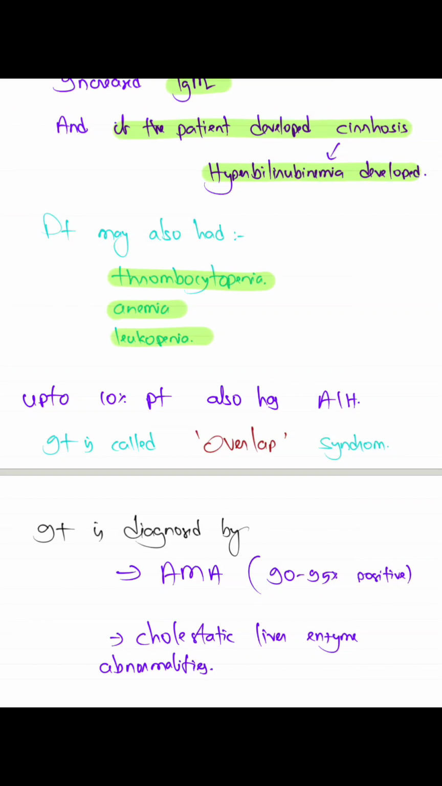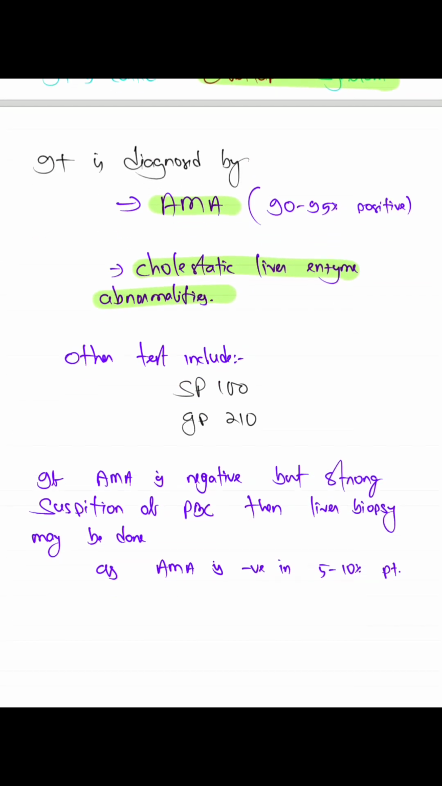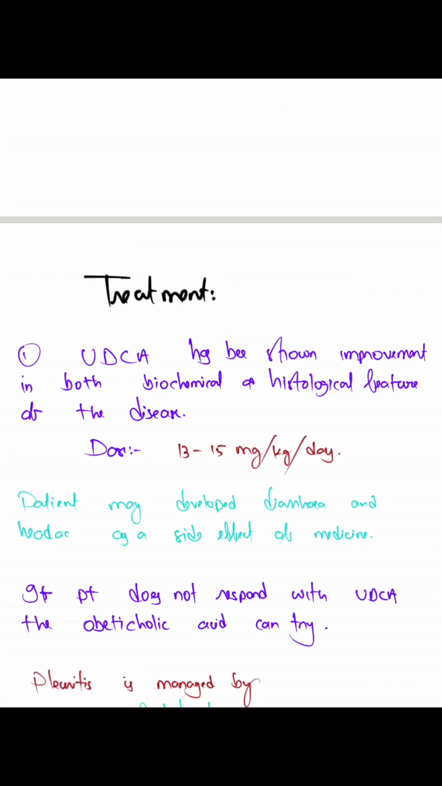And up to 10% of patients also develop autoimmune hepatitis, and this is called overlap syndrome. It is diagnosed by AMA, which is positive in 90 to 95% of patients. The full form of AMA is antimitochondrial antibody. Cholestatic liver enzyme abnormalities also develop, and other tests for primary biliary cholangitis are SP100 and GP210. If the patient is AMA negative, but there is a strong suspicion of primary biliary cholangitis, then liver biopsy may be considered, because AMA is negative in 5 to 10% of patients.